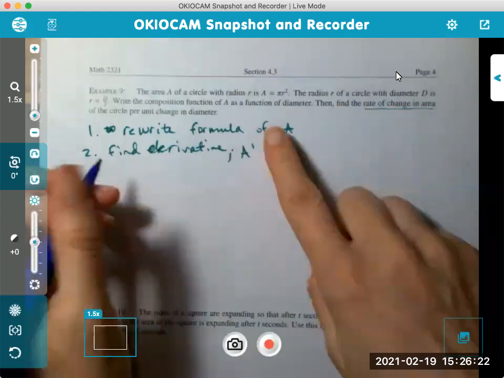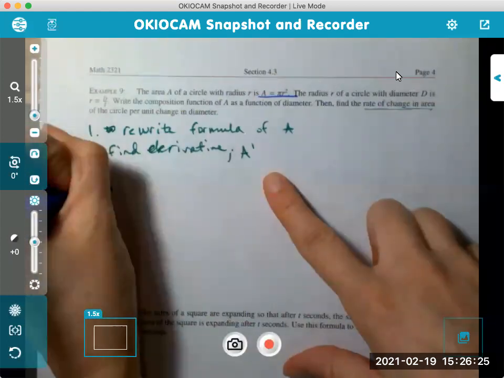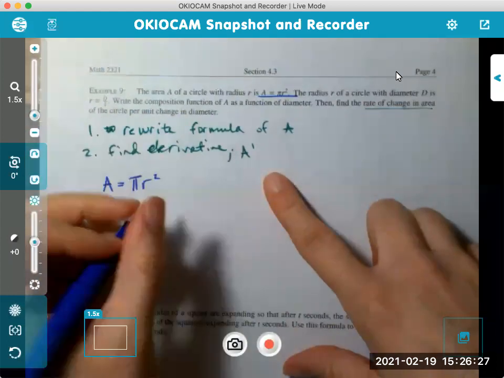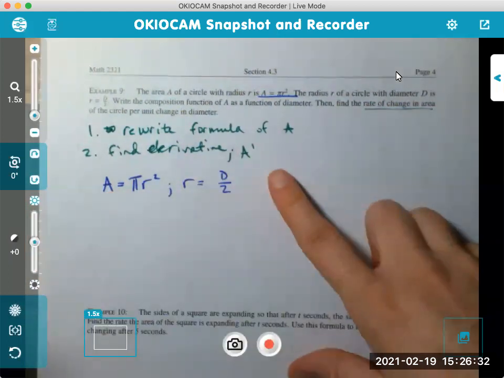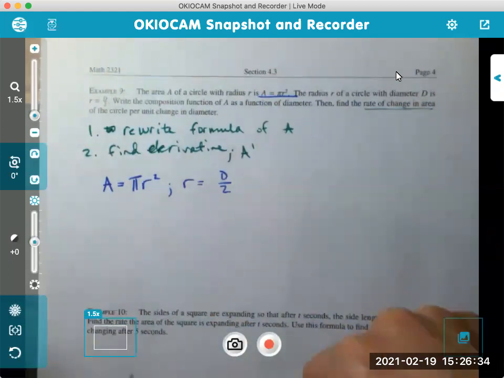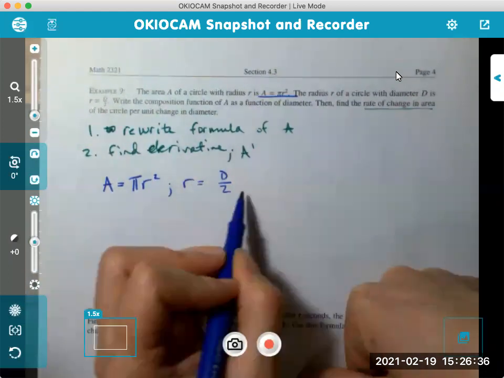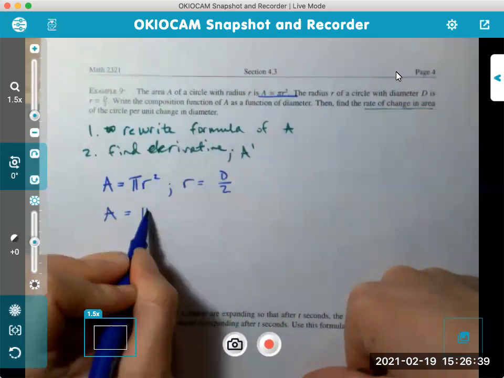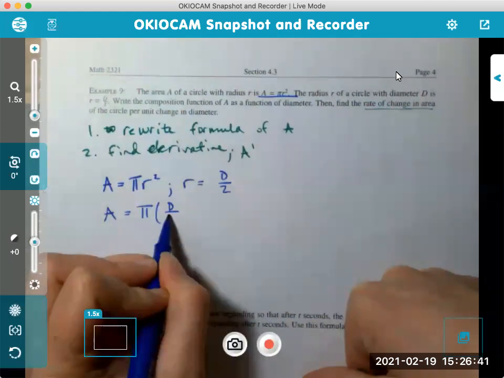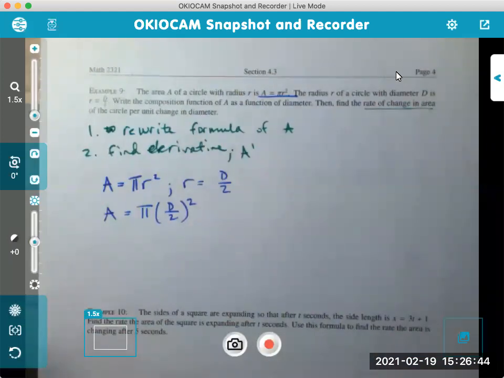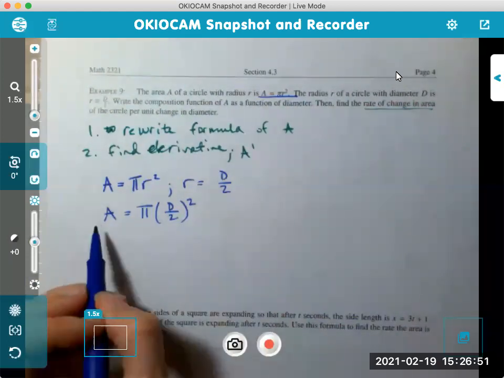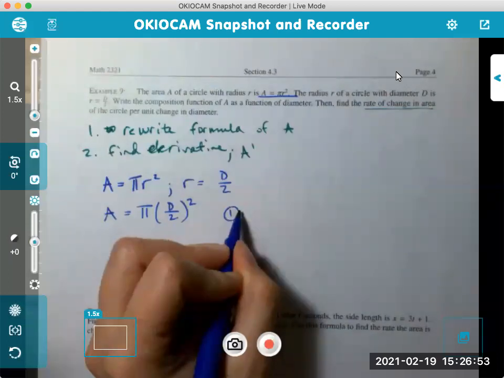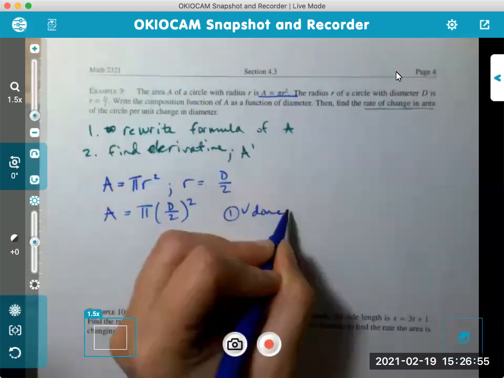So far we know from the given, A equals pi r squared. We know that the radius is equal to the diameter over 2. So just by doing a substitution, we have that A equals pi times diameter over 2, quantity squared. All I've done was substitute r for what r equaled. So step 1, done.